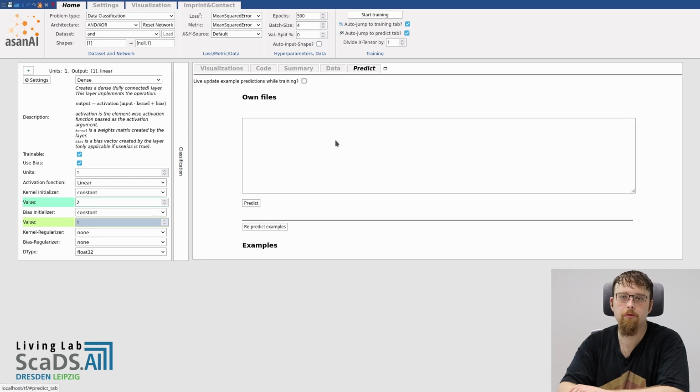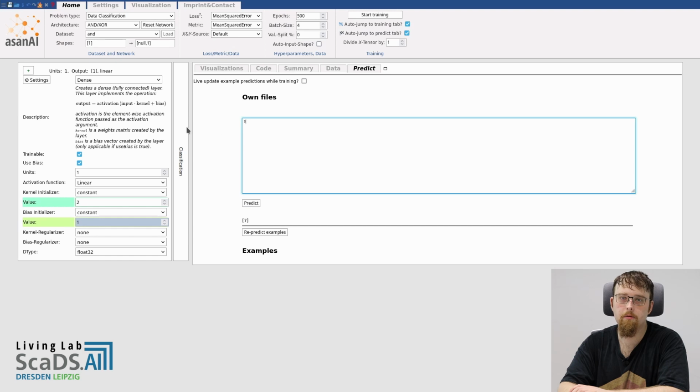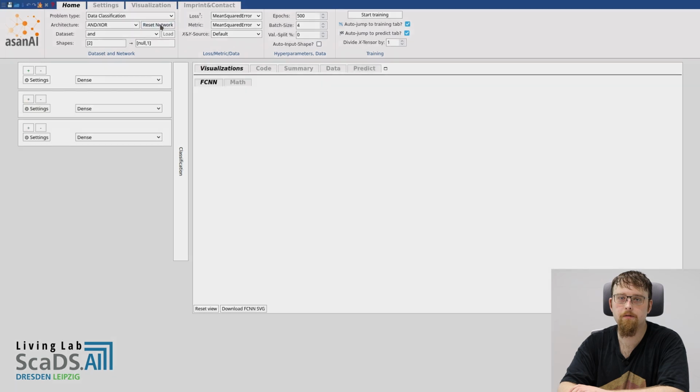When we now go to the Predict tab, we can enter any number there and see if it works. Let's see what happens if we input 1. 2 times 1 plus 1 is 3, and we get exactly 3 as a result. When we input 10, we get 21, because 2 times 10 plus 1 is 21. Let's reset the network so it does something useful again.